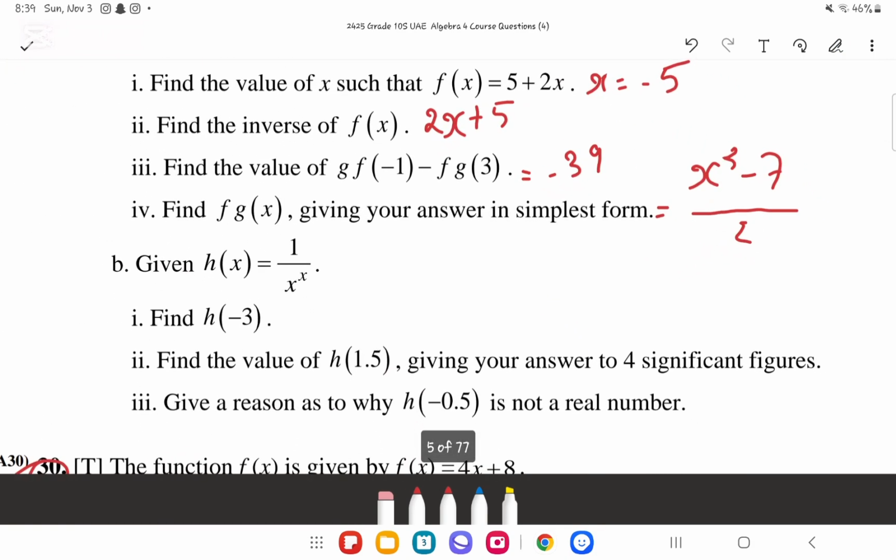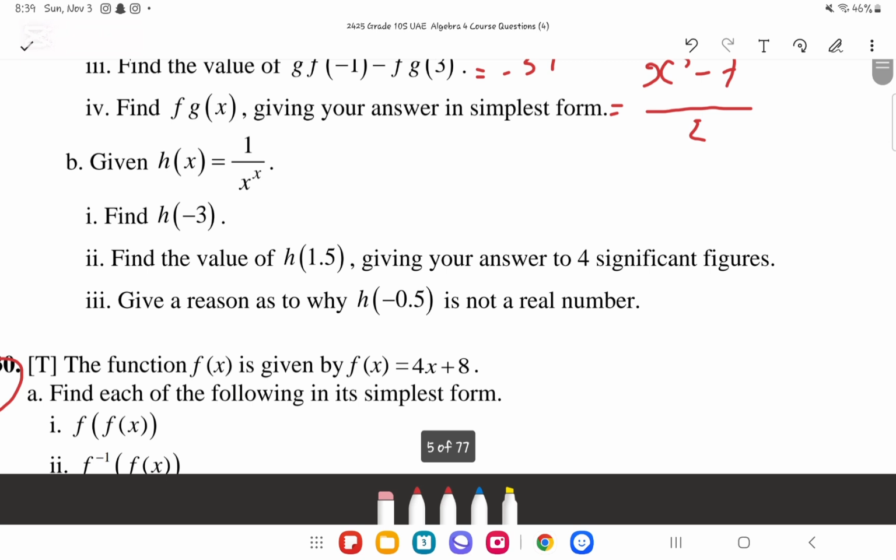They told us, given hx, the function h, is 1 over x to the power of x, they want us to find h of minus 3.